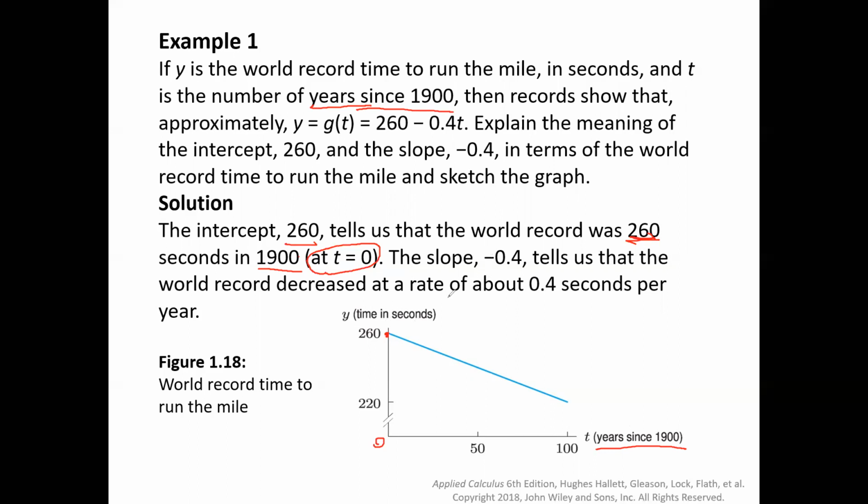The slope, negative 0.4, tells us that the world record decreases at a rate of 0.4 seconds per year. Since the rate is negative, it means decrease. Remember that slope is rise over run. It means when you travel to the right by 1 unit, how many units do you go up or down? So when it's negative 0.4, it means when you go to the right by 1, the y value goes down by 0.4. That's what negative 0.4 means. Now, if it were positive 0.4, then instead of going down by 0.4, you would go up by 0.4.